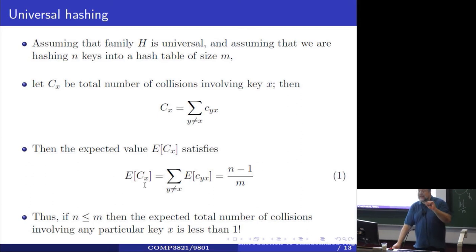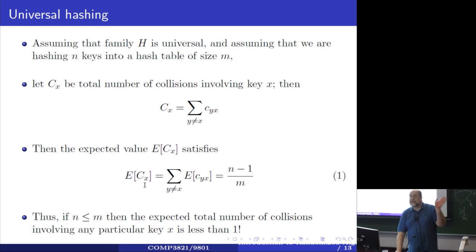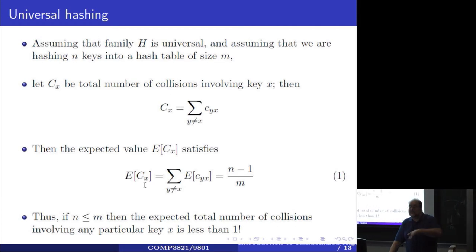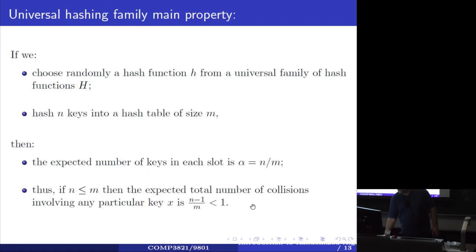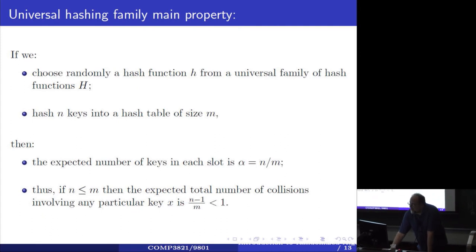So this is kind of a guarantee that, on average, there will be no crowded spots in the hash table, simply because the expected number of collisions for each element is small, right?